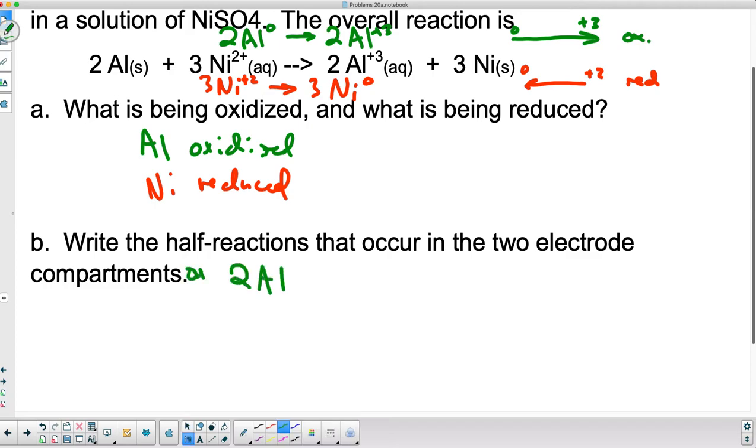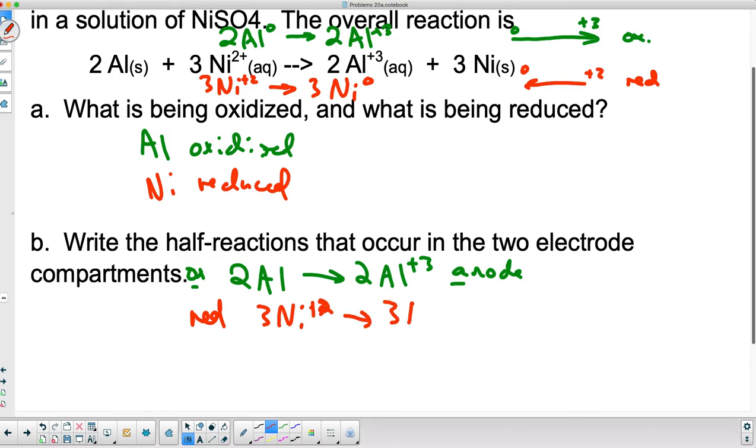So write the half reactions that occur at the two electrode compartments. If it's oxidation like this, that means that this is happening at the anode. Oxidation and anode both start with vowels. That's how I remember it. So the other one is reduction, nickel +2, there we go. And this happens at the cathode. So far we're going pretty easily like this.